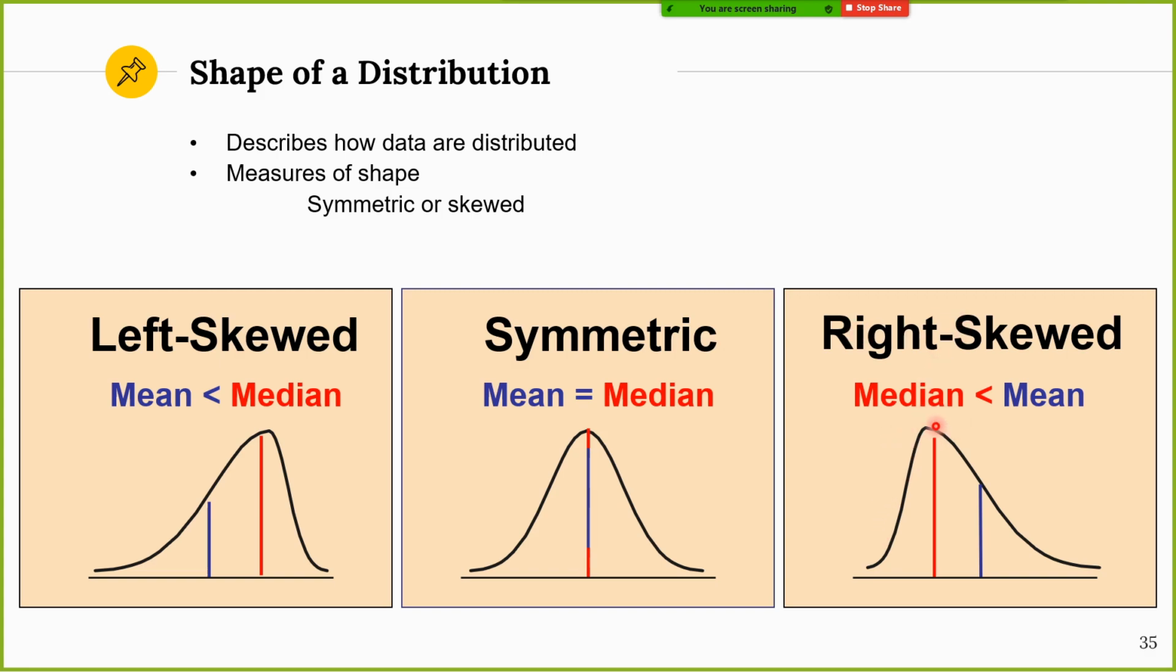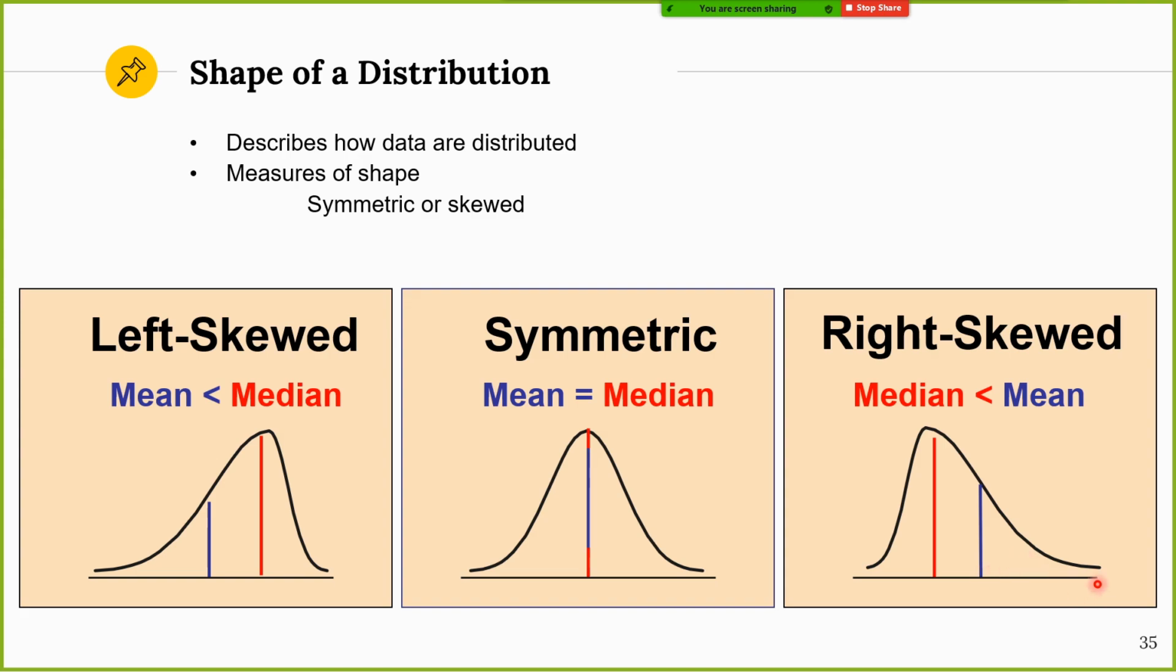Okay, next one is right skew. So we have high frequency on the left, getting lower to the right, so we call it right skew. You have the median here lower compared to the mean. So we have the mean here, and this median here. This median value is lower than the mean, then we call it right skew.